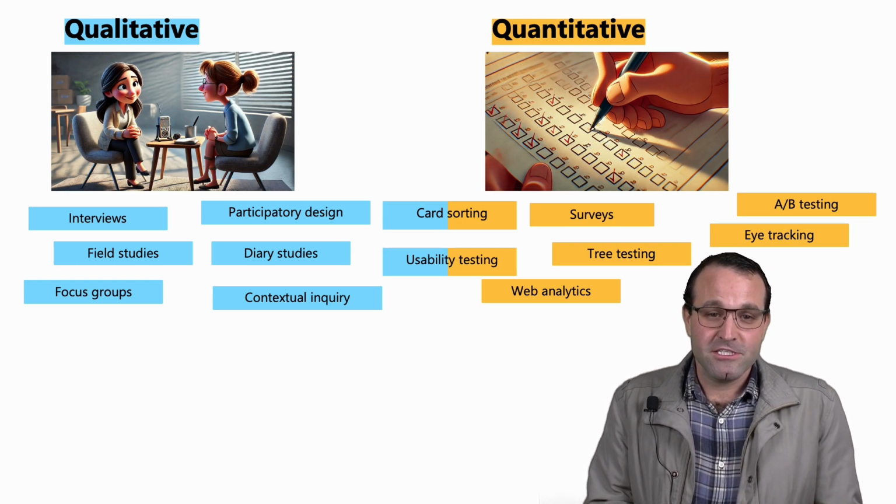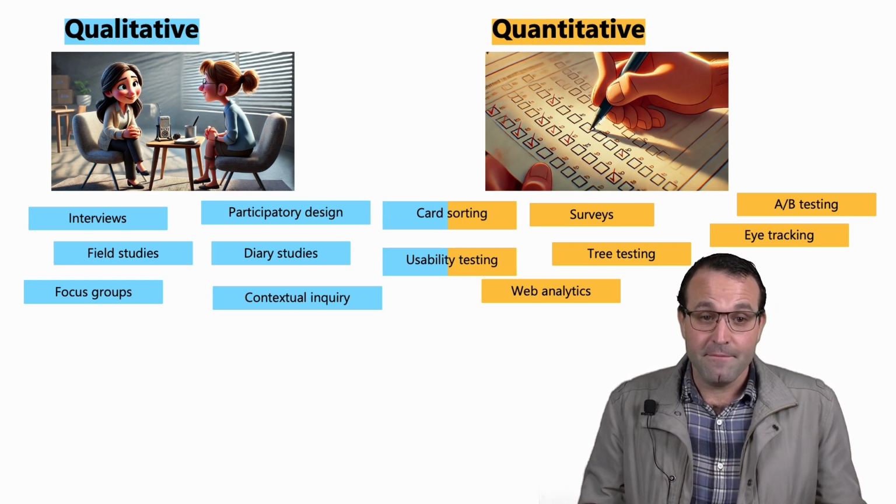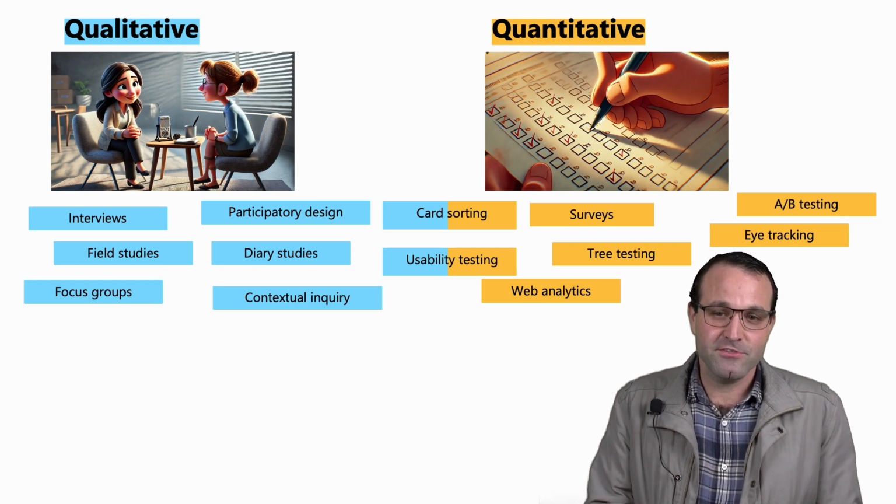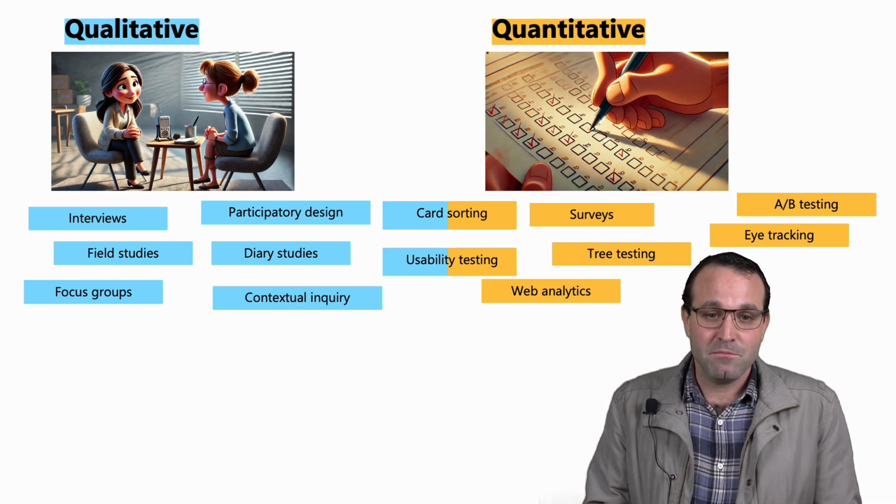This type of research is key for uncovering the why behind people's actions, motivations, and problems. Examples of qualitative research techniques also include field studies, focus groups, and daily studies.